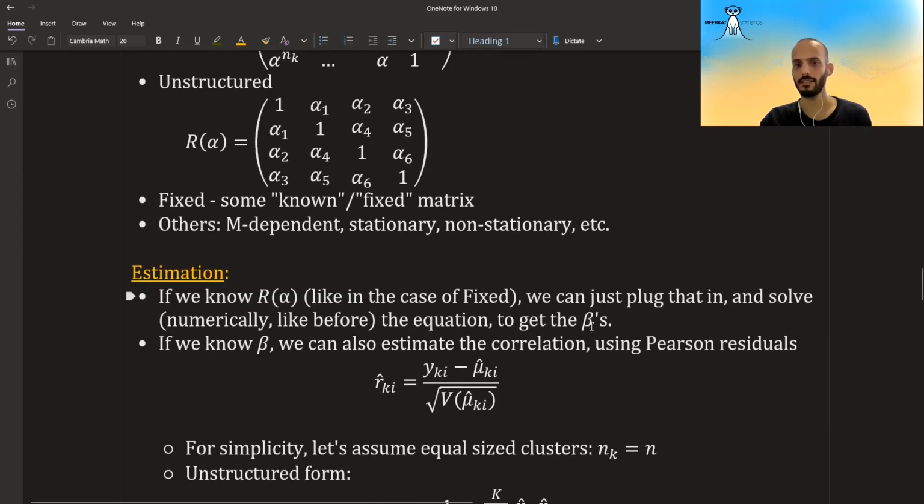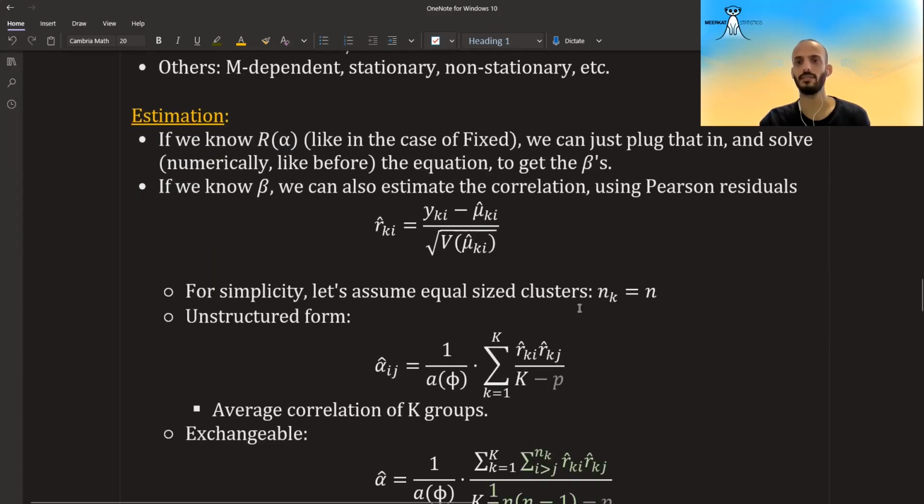If we know the betas, we can also estimate the correlations. And the way we do this is using Pearson residuals. So the Pearson residual is the y minus the mean, divided by the square root of the variance mean relation. Okay, this is the generalized Pearson residual. And how do we estimate it? So we can calculate Pearson residuals for all of our data, given that we have the betas.